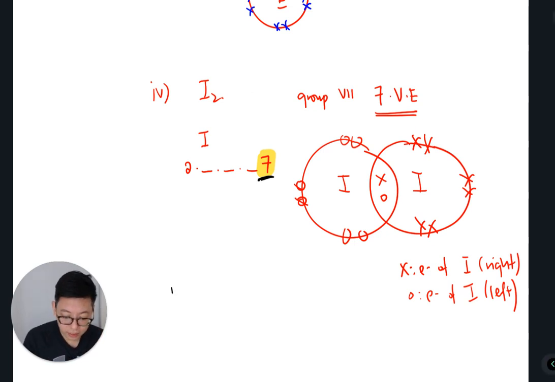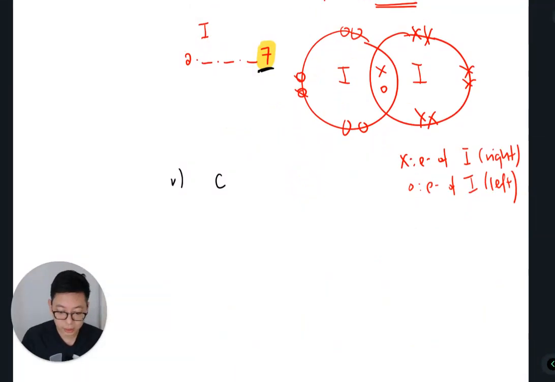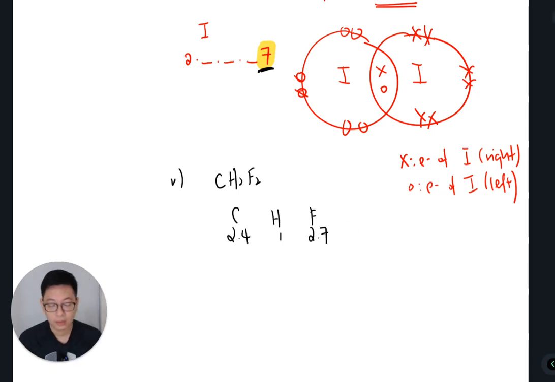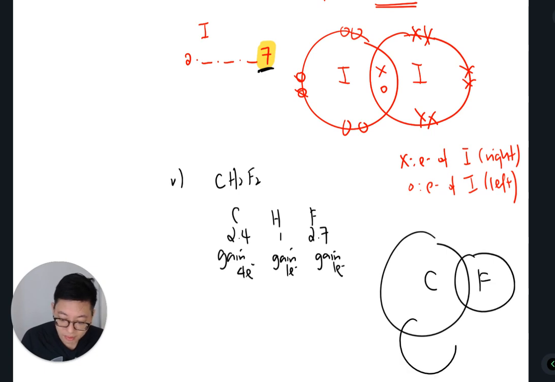The last one was CH2F2. Once again, non-metal, non-metal, non-metal, so it is covalent. Carbon is 2,4, hydrogen is 1, fluorine is 2,7. So which is in the middle? The one that needs to gain the most electrons, in this case carbon. Carbon must gain 4, while hydrogen and fluorine only need to gain 1 each. So the one that needs to gain the most electrons is typically in the middle, that's carbon, and everything else is just beside. You can do FH, FH, or FFHH, it doesn't matter.